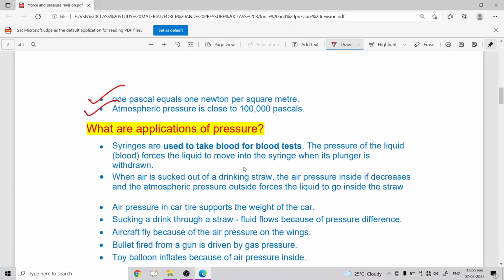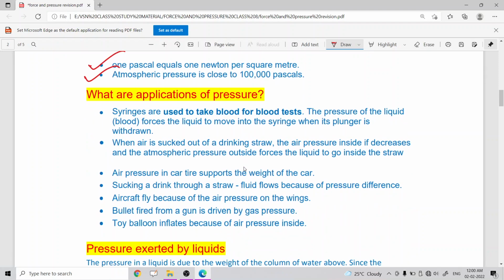Now the question is, what are the applications of pressure? In our daily life there are several applications of pressure. Here we show some of them. The first one is that syringes are used to take blood for a blood test. Due to pressure, liquid or blood is easily moved into a syringe.